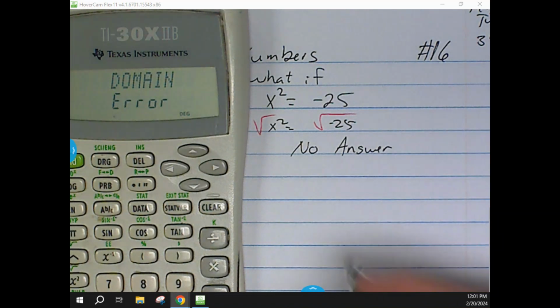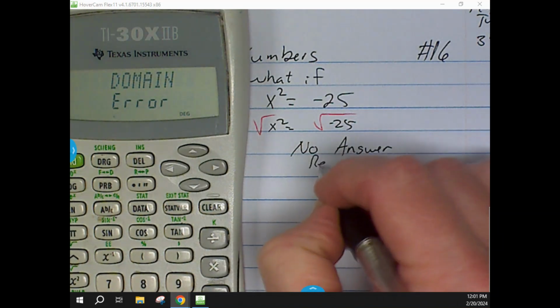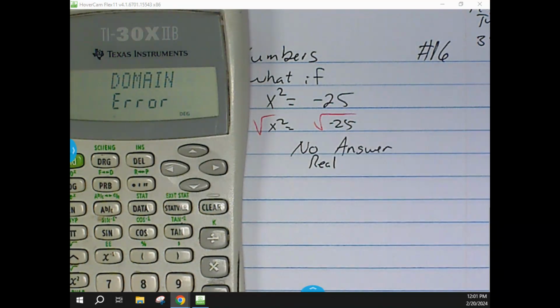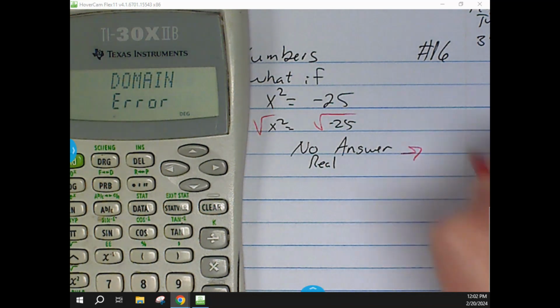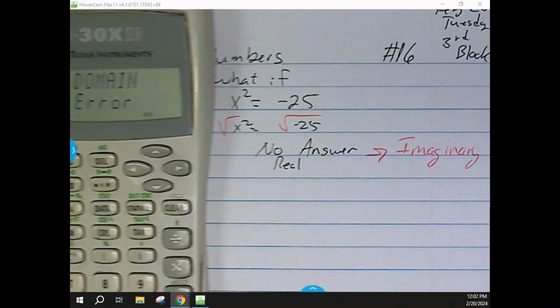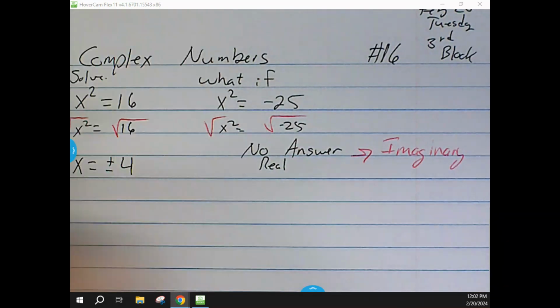But we're going to add one little detail for this one. We're going to say that there's no real answer for this. The domain error basically means it's not a real number. It's not a real answer. It's going to be an imaginary answer.